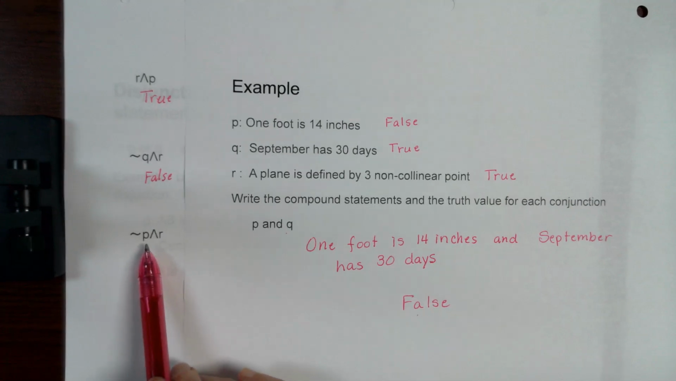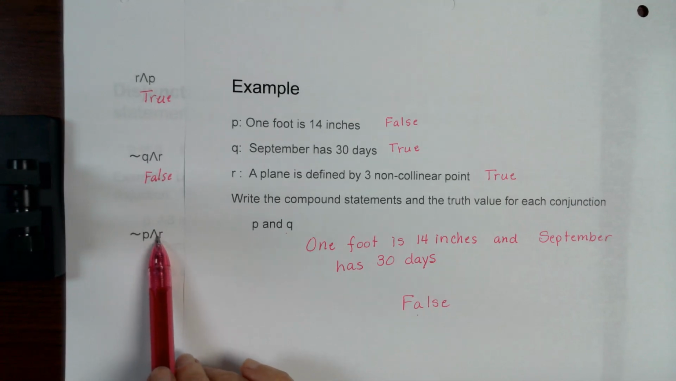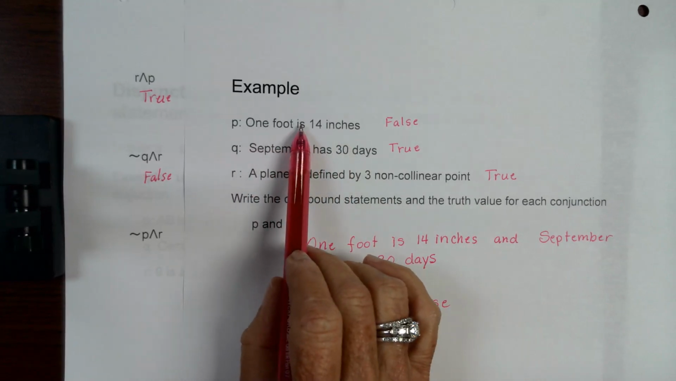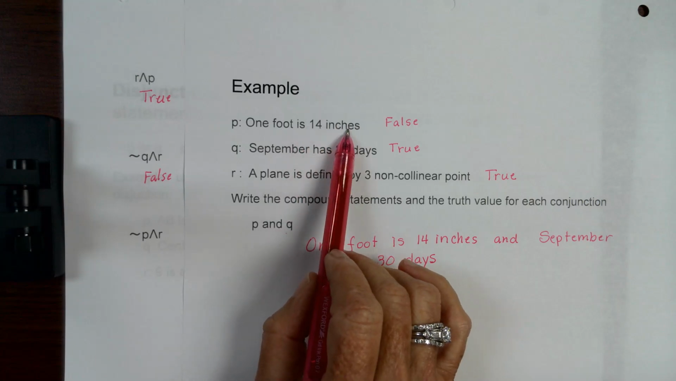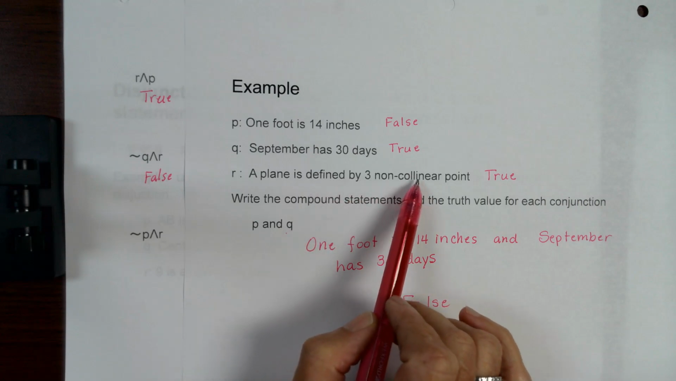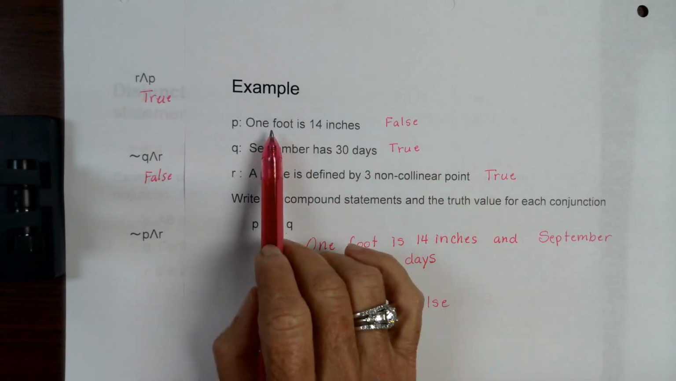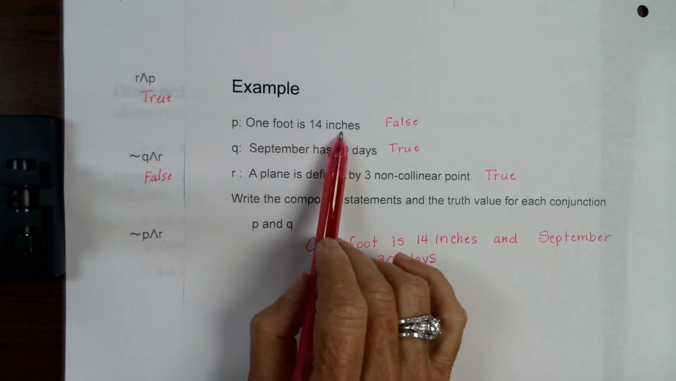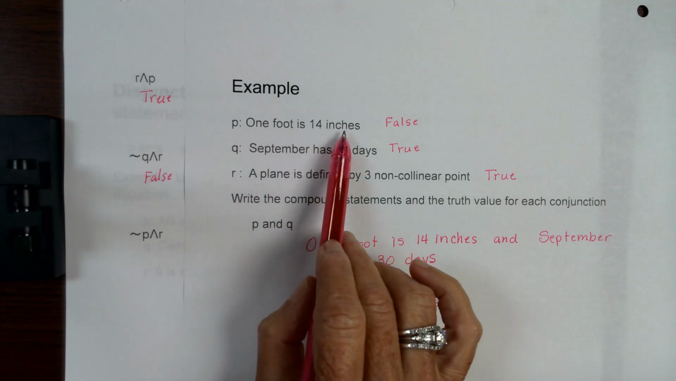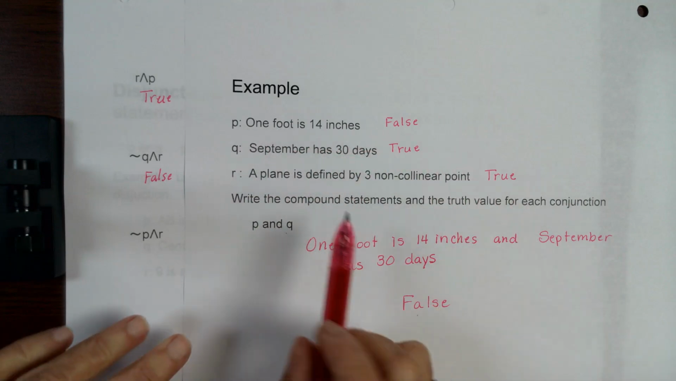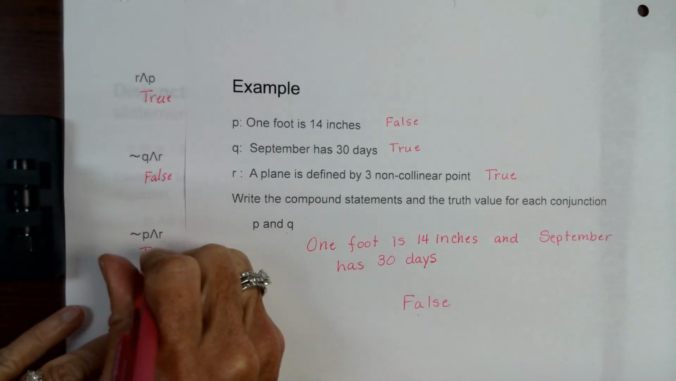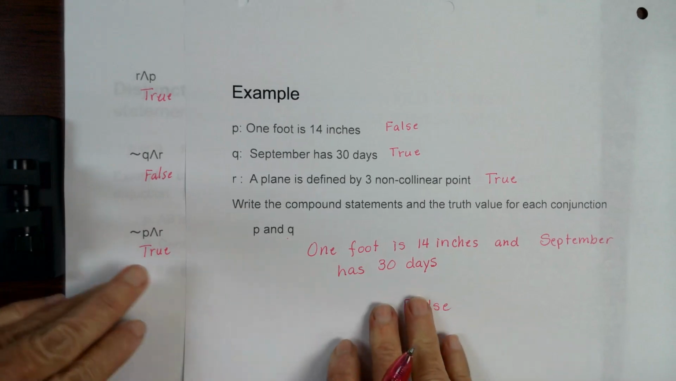Then this one is the negation of P and R. The negation of this would say 1 foot is not 14 inches, and a plane is defined by 3 non-collinear points. If I take the negation, now all of a sudden it's true. 1 foot is not 14 inches is a true statement. So now I have a true and a true, so this statement is true.